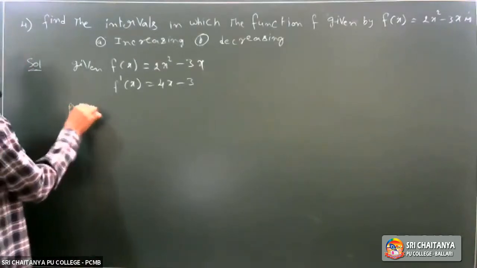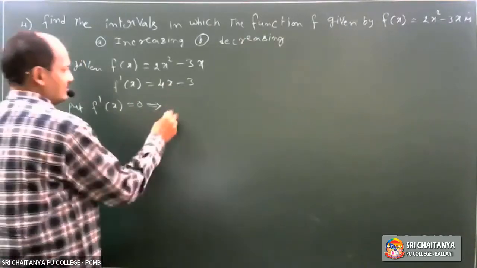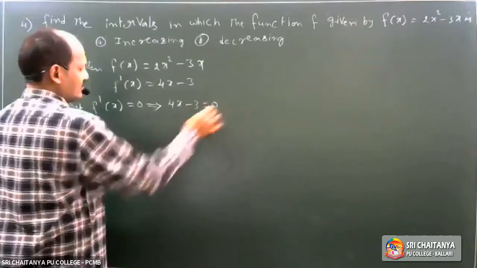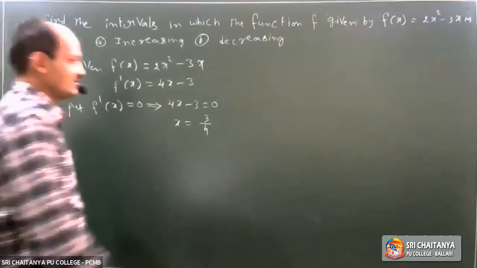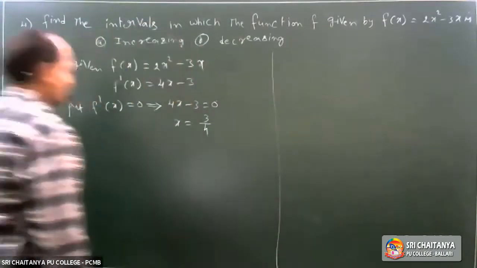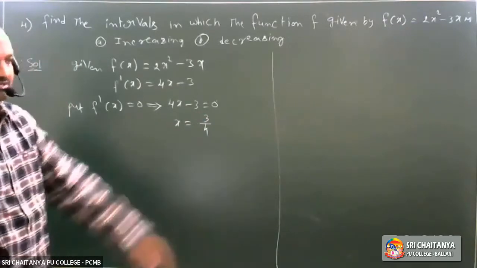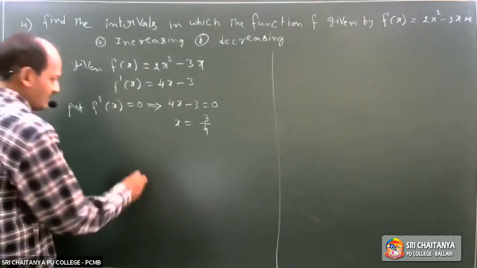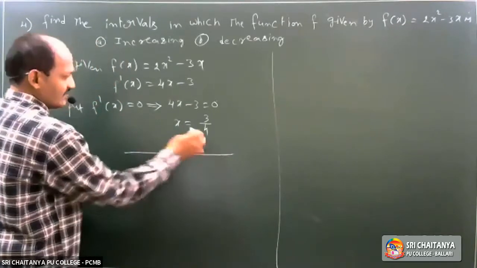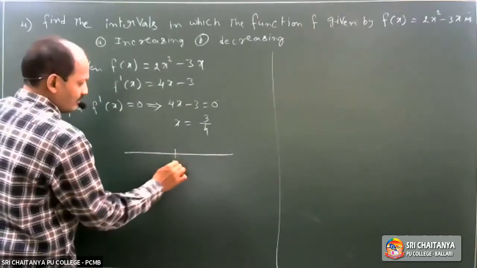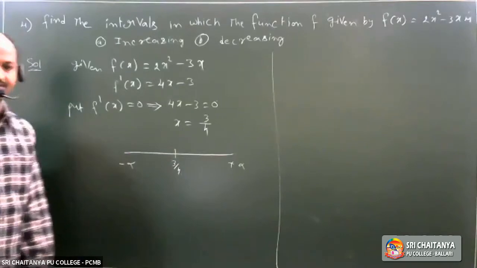Put first derivative equal to 0. If first derivative is equal to 0, that is 4x minus 3 equal to 0. X is equal to 3 by 4. So if x is equal to 3 by 4, we consider before 3 by 4 and after 3 by 4. Before 3 by 4 is up to minus infinity, after is up to plus infinity.